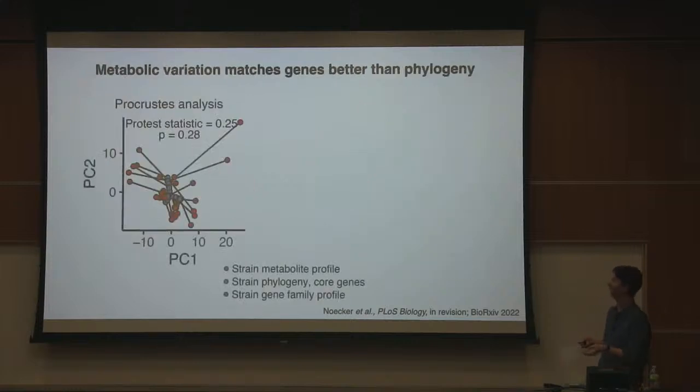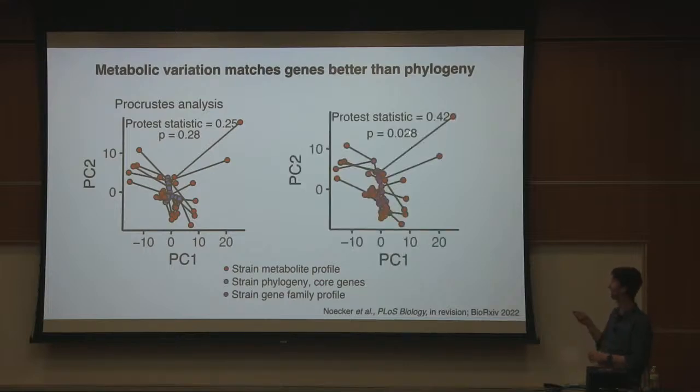We next asked whether we could predict this based on genes or phylogeny, and neither did particularly well. This is just a fancy way to correlate the data. You can see in the blue, these are the phylogeny or evolutionary relationship between strains, and red is the metabolite profiles. They don't really correspond very well. And we get a significant, but still kind of ugly relationship between gene family levels and metabolite levels. And so there's a lot of unaccounted for strain variation in metabolism.